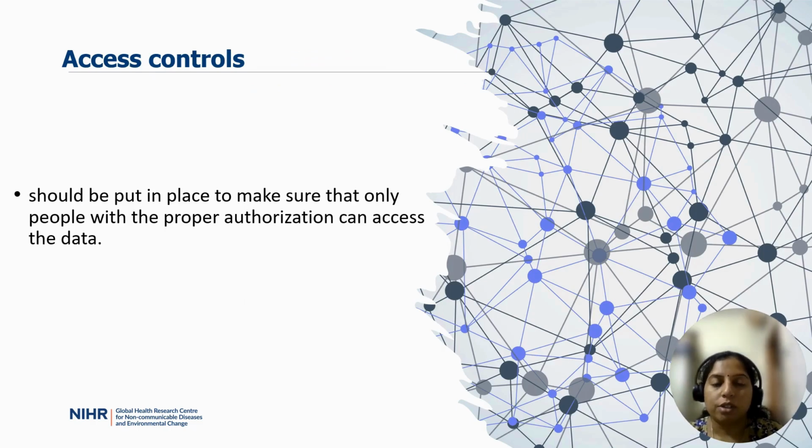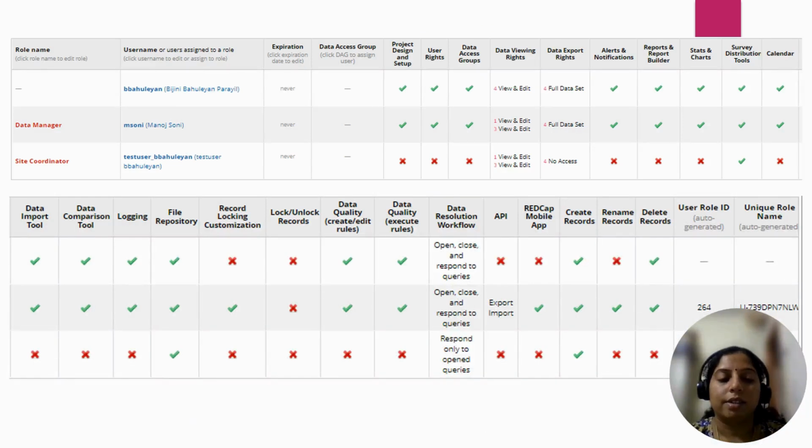User access controls should be put in place to make sure that only people with proper authorization can access the data. This is a screenshot from REDCap, and this is how user accesses are given in the backend. Every role has certain accesses and privileges, and this is defined by the project manager. Based on your role in the project and the accesses and privileges given to that role, you will see the data in the database. Similarly, for extracting the data, only certain designated people will be given access to extract the data.